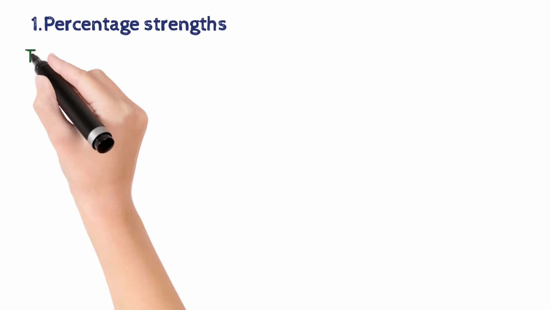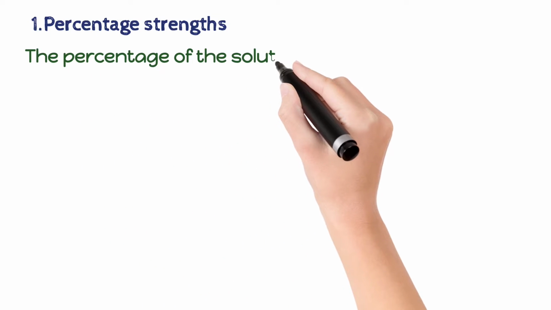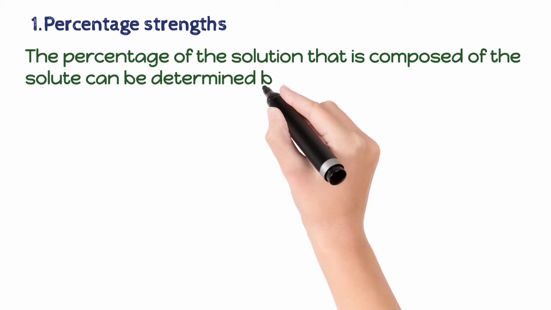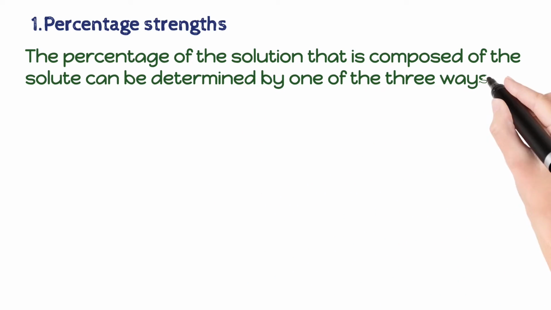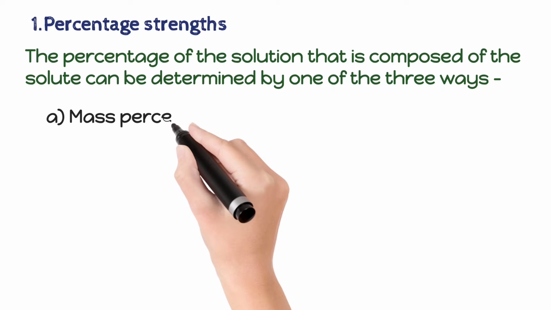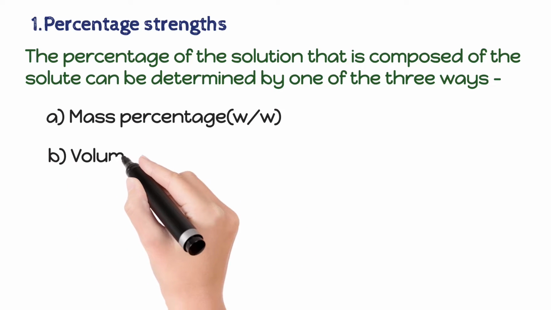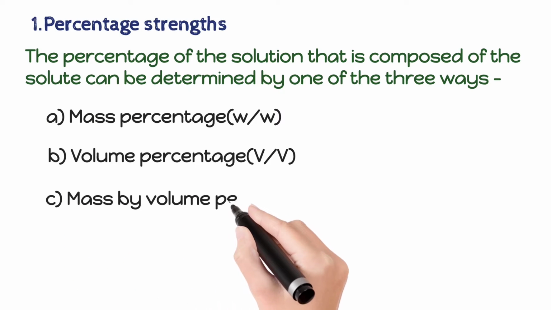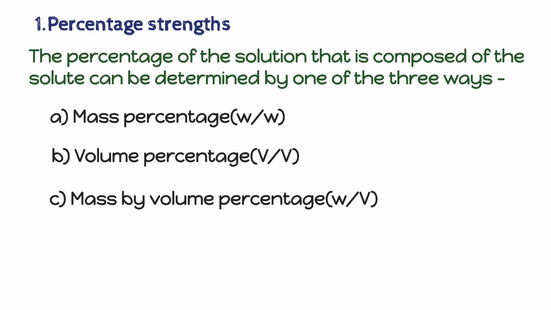Number 1. Percentage strength. The percentage of the solution that is composed of the solute can be determined in one of three ways. A. Mass percentage, W by W. B. Volume percentage, V by V. C. Mass by volume percentage, that is W by V.